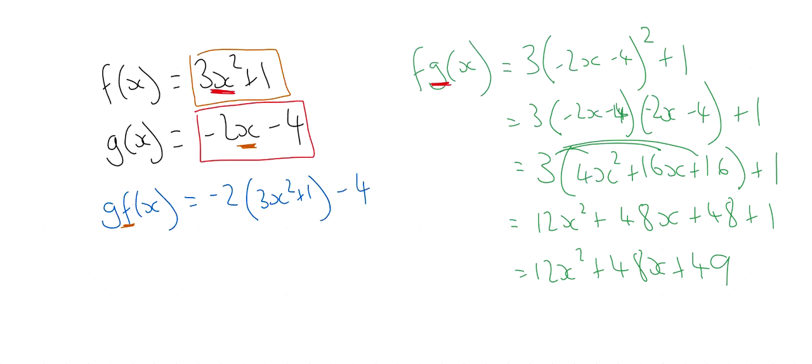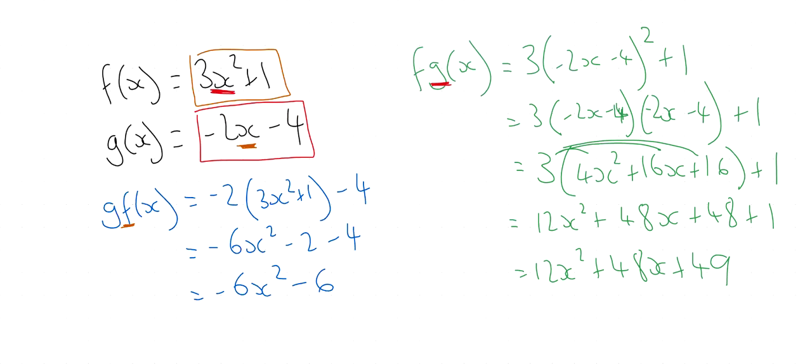This one's much easier, isn't it? I then get -6x squared minus 2 minus 4, -6x squared minus 6. That one's easier than this one, but they both work exactly the same way. You put one inside the other.